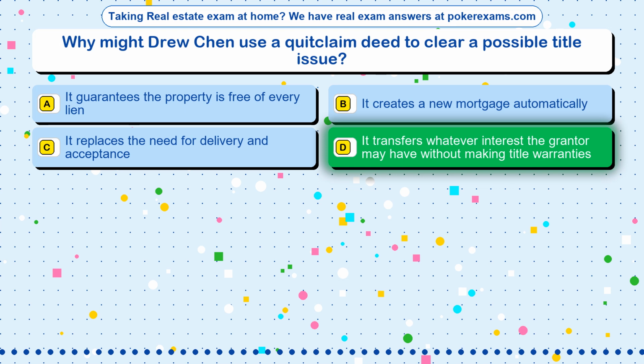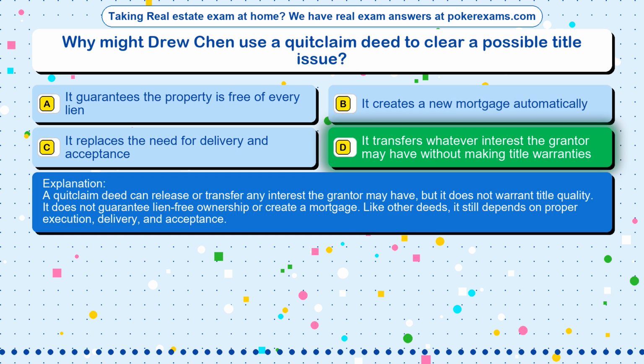The correct answer is option D, it transfers whatever interest the grantor may have without making title warranties. A quitclaim deed can release or transfer any interest the grantor may have, but it does not warrant title quality. It does not guarantee lien-free ownership or create a mortgage. Like other deeds, it still depends on proper execution, delivery, and acceptance.